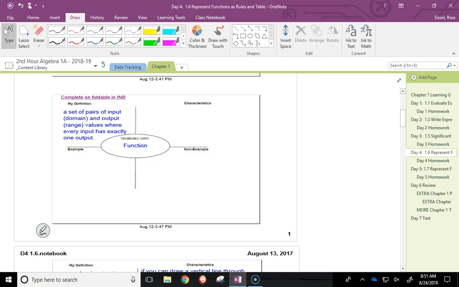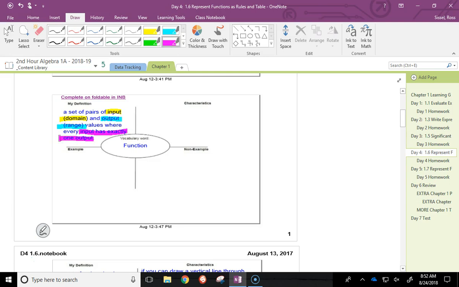Okay, in the middle of our Frayer model, the first thing we are going to write is function. And the definition of a function is a set of pairs of input. This is important. Input is your domain. Output is your range. You're going to see those words a lot today. So a set of pairs of input and output values where every input has exactly one output.